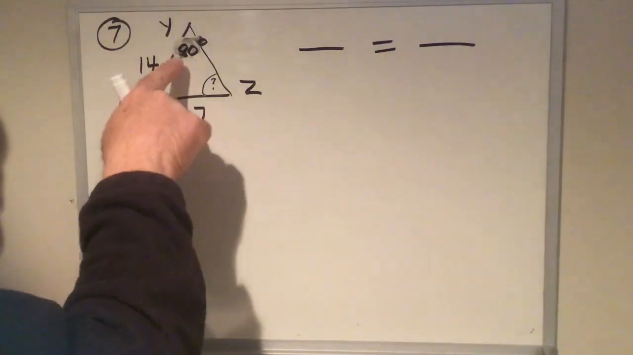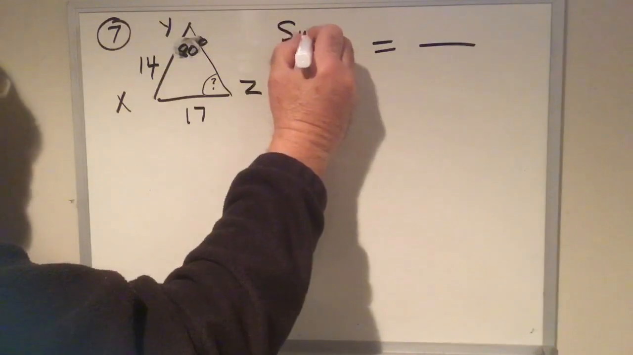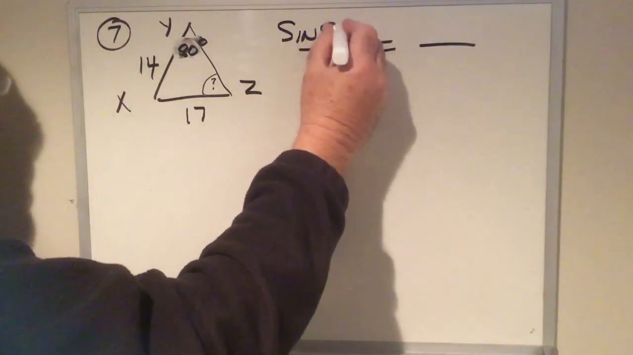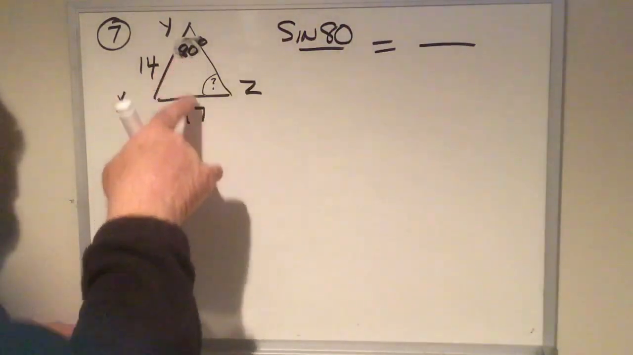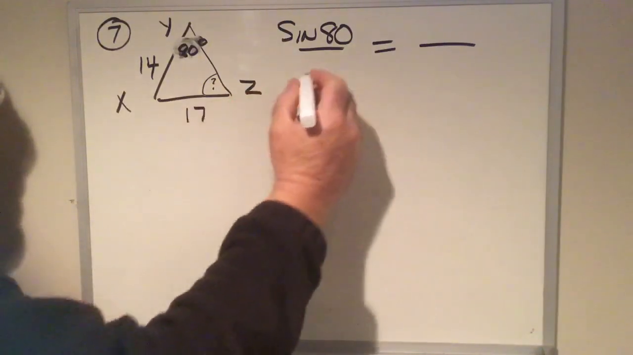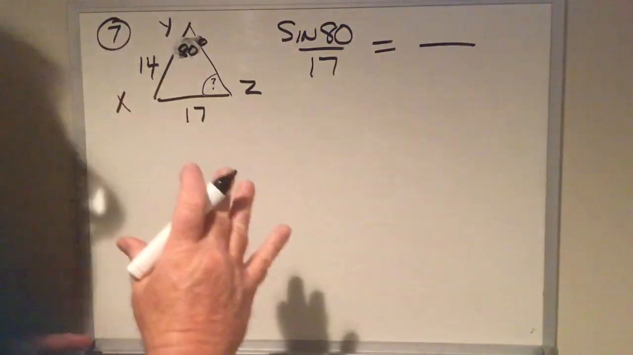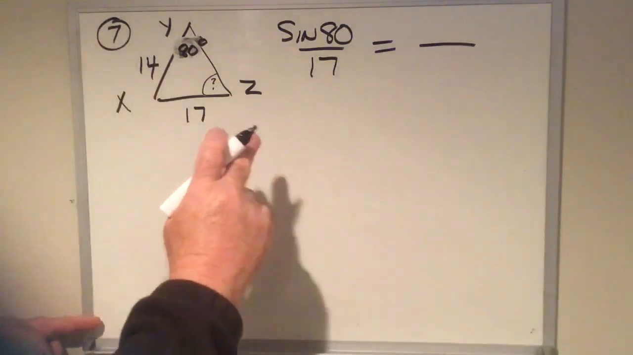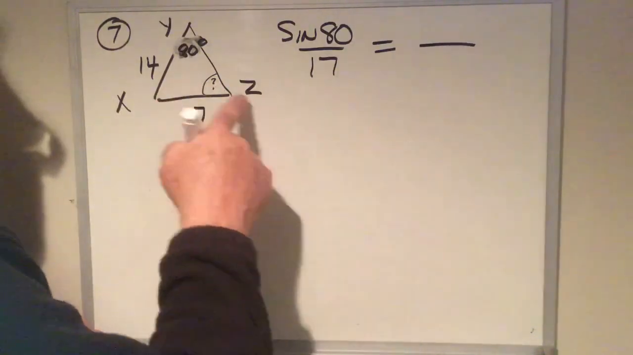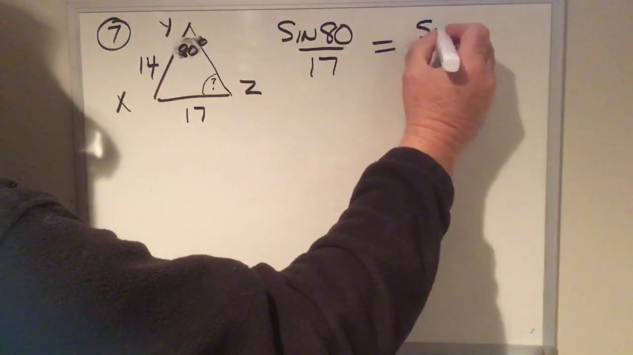Now, notice this is the only angle we've got, so we have nowhere else to go. Sine of 80. And they set this problem up, fortunately enough, that we have the side length across from the 80, 17. Okay, we've got enough now. Now, what are we looking for? We're looking for angle Z. See? So we're looking for angle Z.